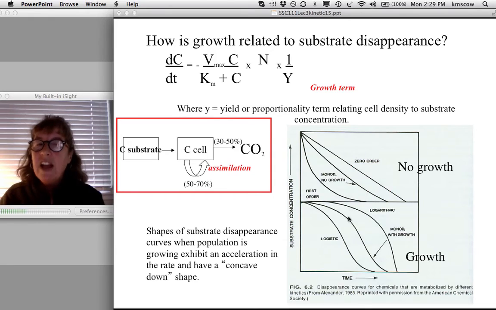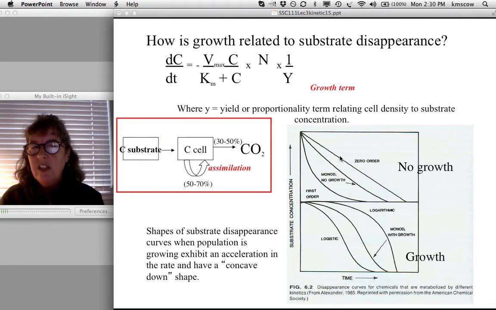That rate gets higher and higher and gets really, really fast. And then, of course, it will level off as well. And these are just different shapes of growth-linked kinetics of substrate utilization. My point here is that these shapes of disappearance of the substrate are going to look different if you have growth involved. They're going to actually accelerate.